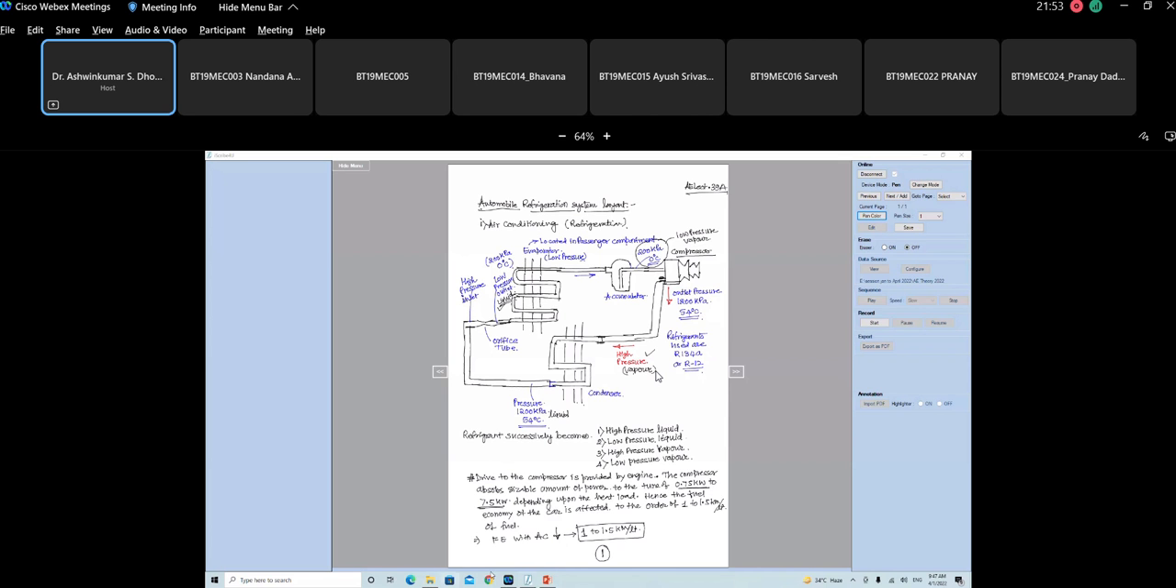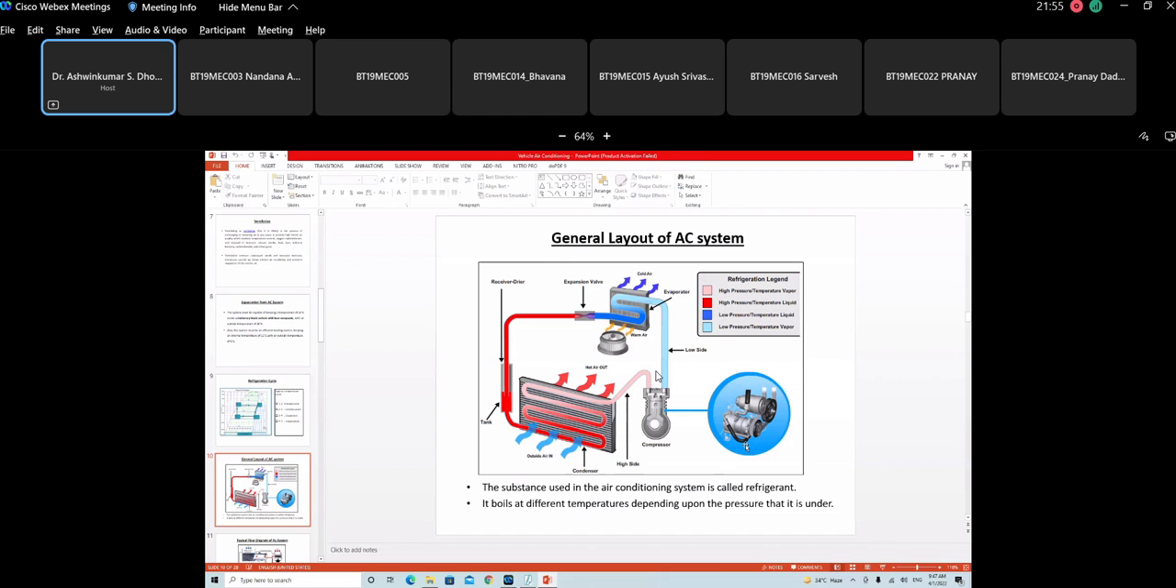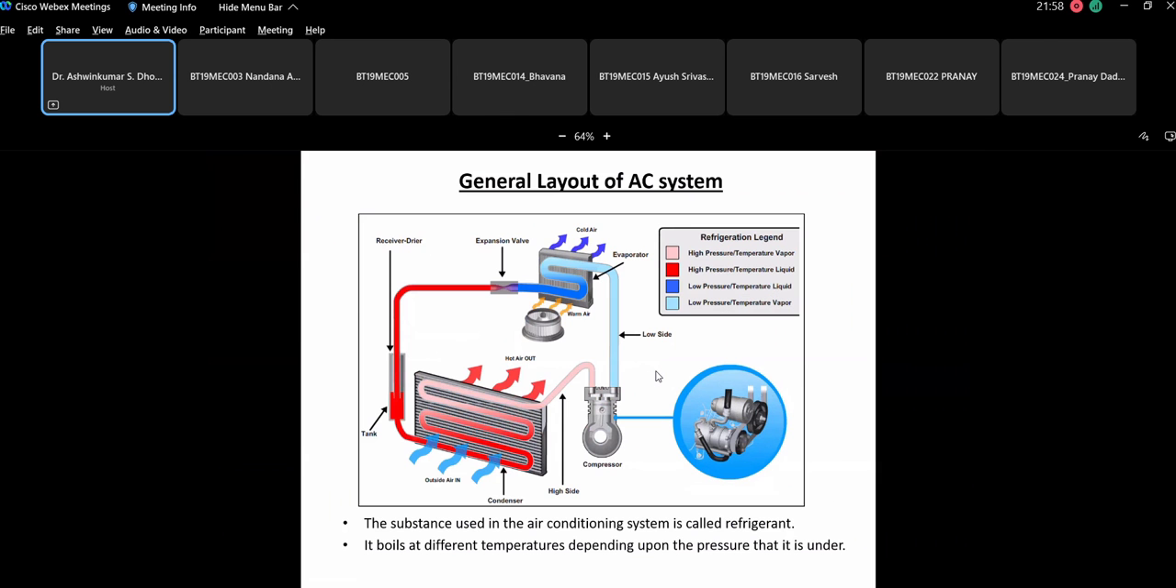Okay. Now coming to the PowerPoint presentation. So this is the complete layout. Now we have seen this compressor. This is high pressure liquid. Then from high pressure it goes to low pressure, through the receiver or dryer and the expansion valve. So it is basically low pressure liquid, which is getting converted into low pressure gas, because of the absorption of heat from the warm air.